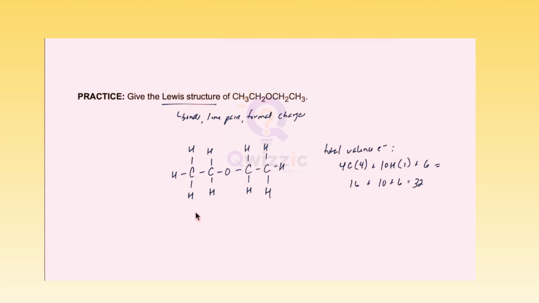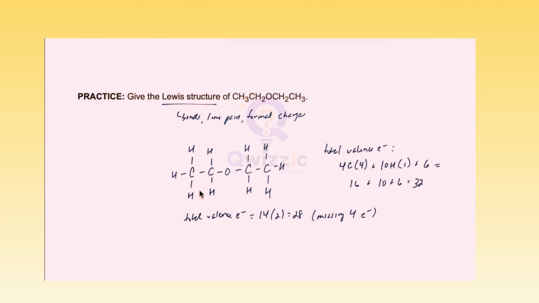So let's look at our structure and count up the bonds that we have here. So we have 1, 2, 3, 4, 5, 6, 7, 8, 9, 10, 11, 12, 13, 14. We have 14 bonds multiplied by 2, which would equal 28. So we know we're missing 4 electrons as this is drawn. So let's look at where those missing electrons might go.